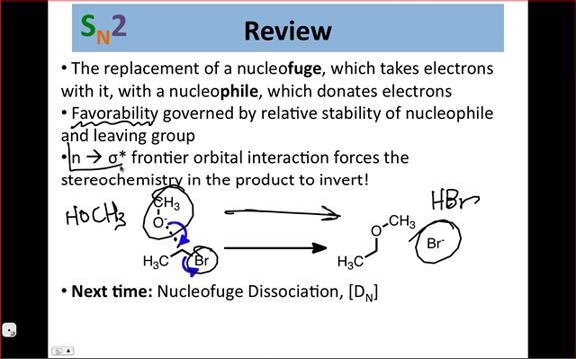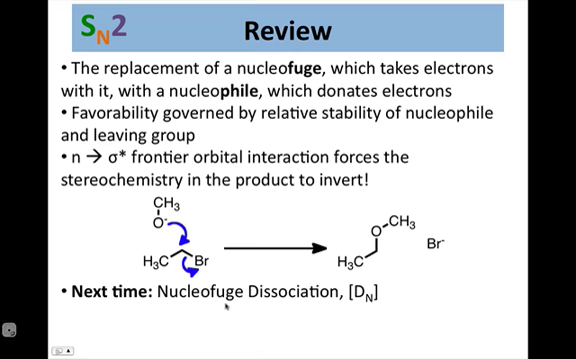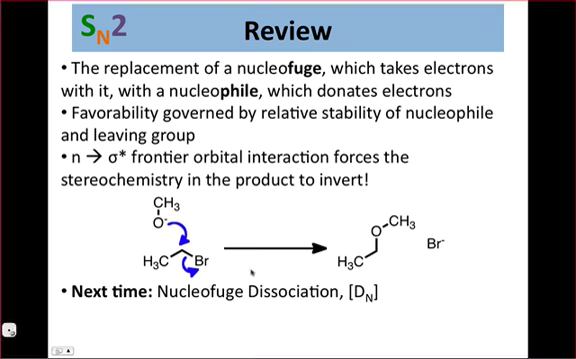We saw how the n to sigma star frontier orbital interaction forces backside attack of the nucleophile on the electrophile. This has some interesting stereochemical consequences in that it inverts the stereochemistry at the electrophilic carbon. Next time, we'll take a look at nucleofuge dissociation, which is an interesting step that bears a lot of similarities to the SN2 reaction, except it takes place in the absence of a nucleophile, and it represents sort of half of the SN2. So it's simply the dissociation of the nucleofuge on its own.